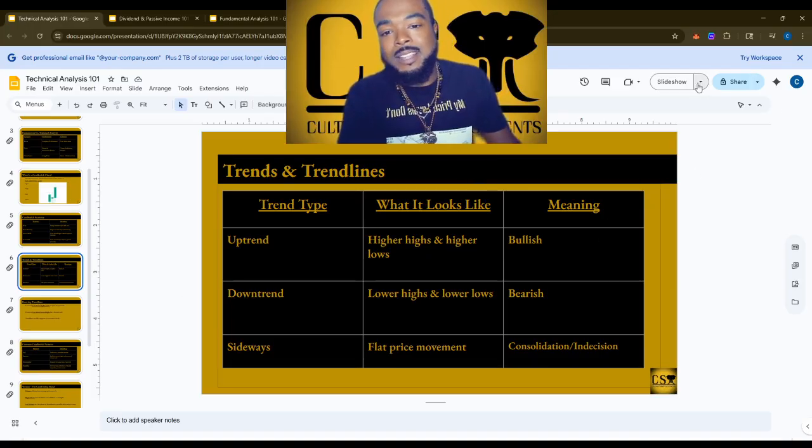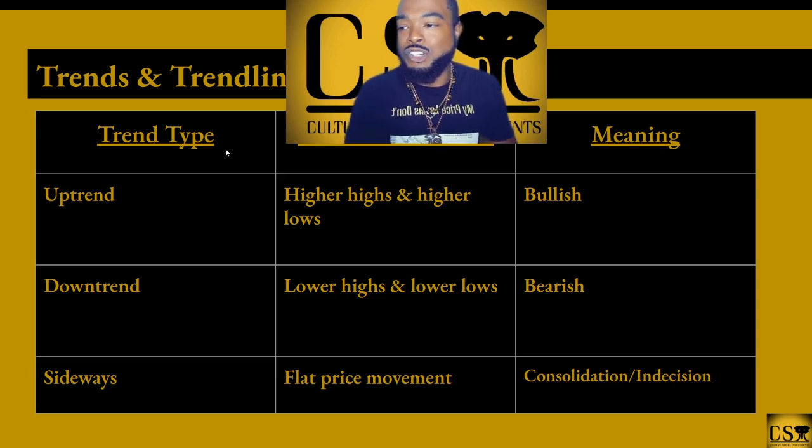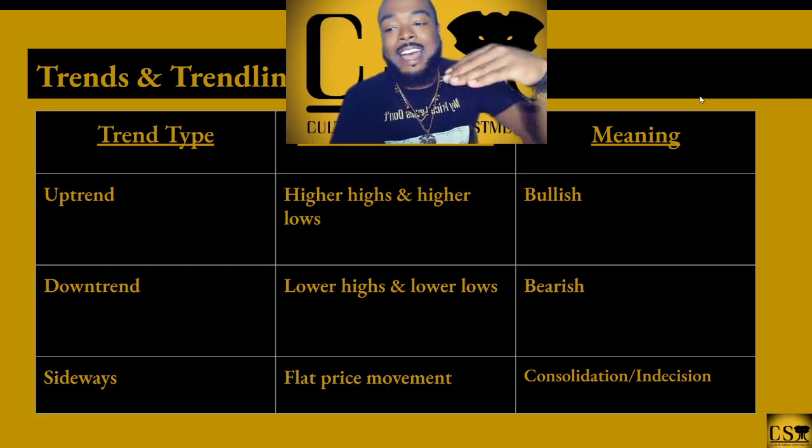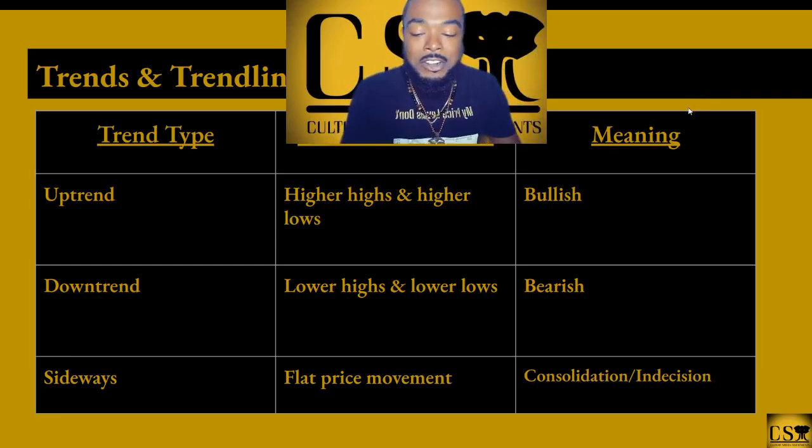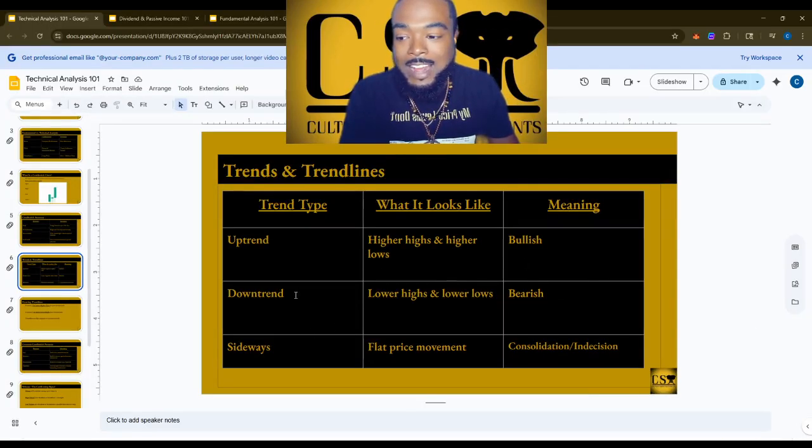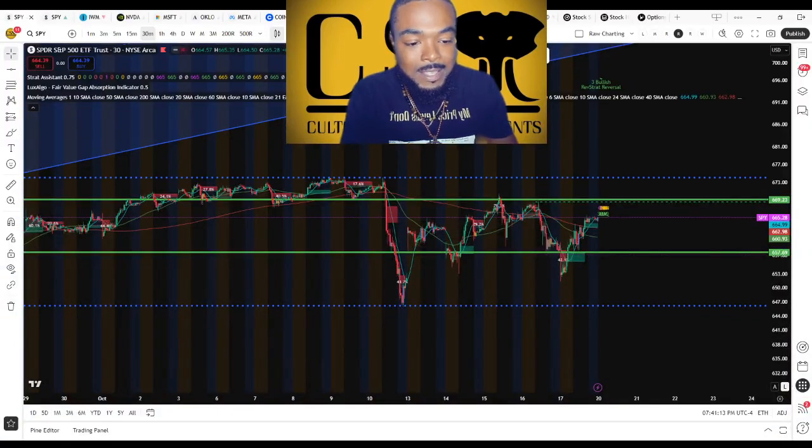So you have trends and trend lines, which are very important. A trend type, you have an uptrend. An uptrend is going to create higher highs in the market. So when we're looking at the chart, you have higher highs and higher lows for an uptrend, lower highs and lower lows for a downtrend, and sideways is flat price movement. Okay, so when you have flat price movement, that's what we call consolidation. That's when you're going to see a chart going sideways.